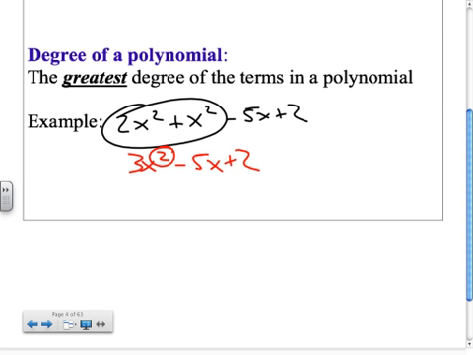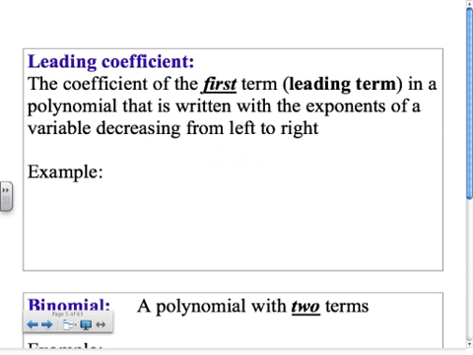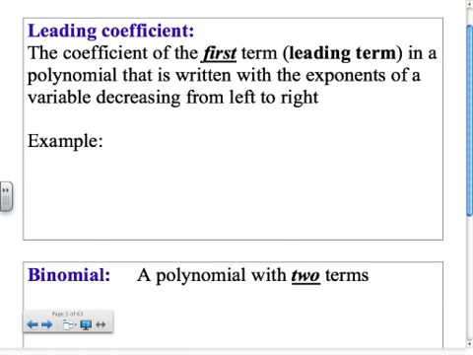All right, moving forward. The leading coefficient is very simply the coefficient of the first term in a polynomial that is written with the exponents of the variable decreasing from left to right. In other words, if I want to identify the leading coefficient, and I'm given something like this, I'll make it pretty simple here: 3y plus 4y squared minus 12.